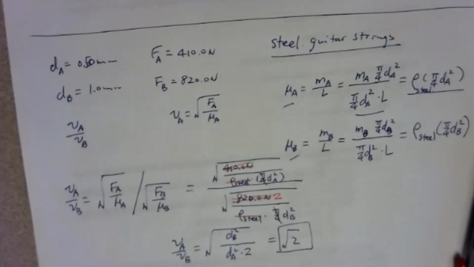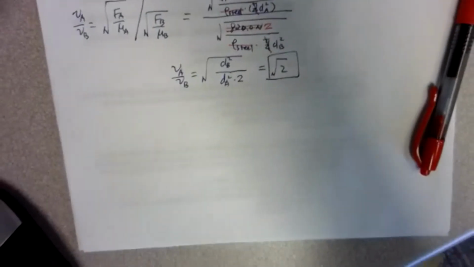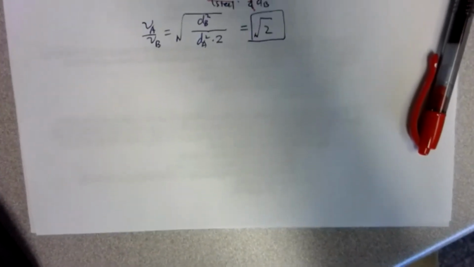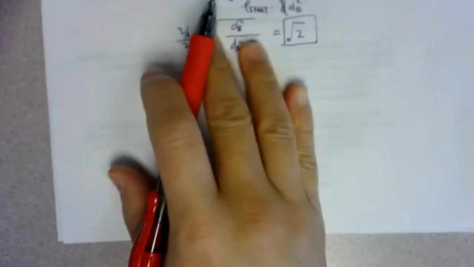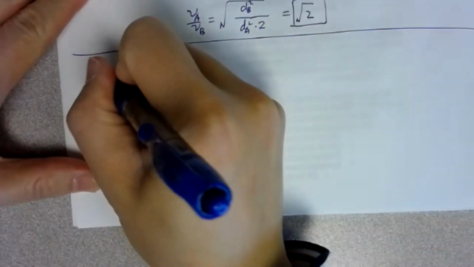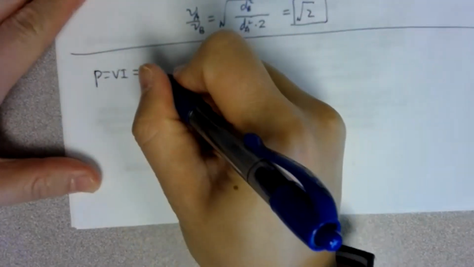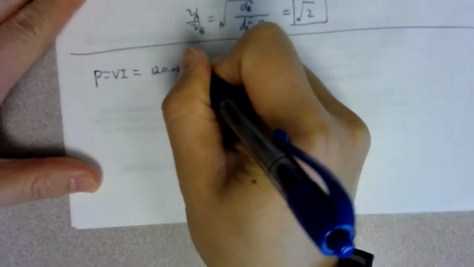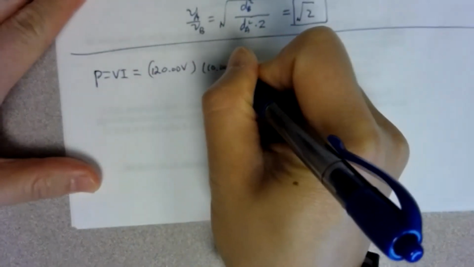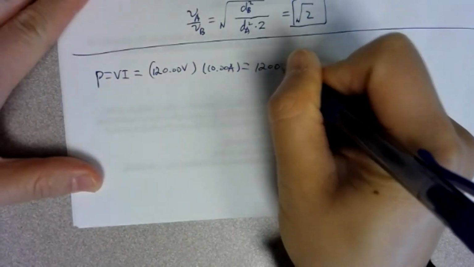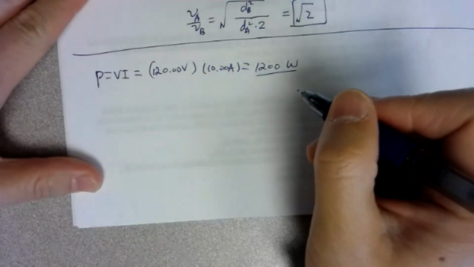All right, let's take a look. It tells us we can calculate power by using P equal to I times V. So we can calculate power first. Power is VI, 120 times 10, so that gives us 1200 watts.